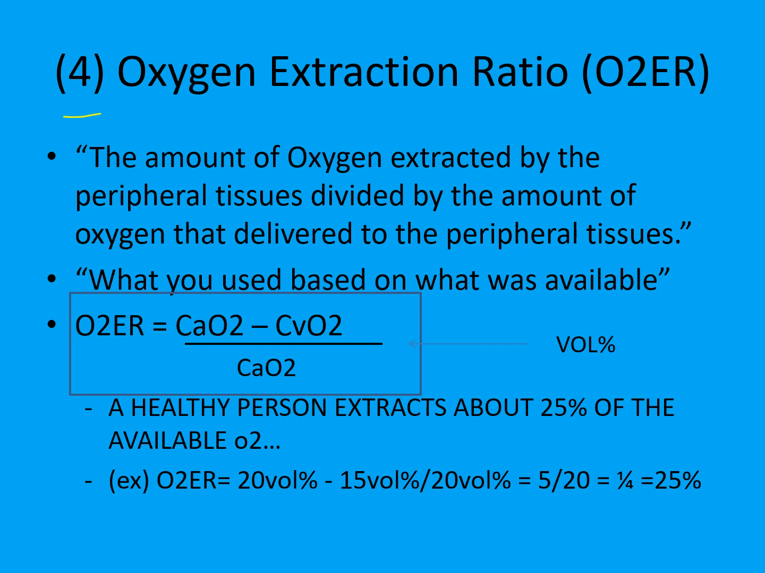So a different way to look at consumption is your extraction ratio: how much oxygen is extracted by the tissues from what's delivered. This is your A to V over your A, so CaO2 minus CvO2 over CaO2. Your answer is going to be in volumes percent, because everything going into this is volumes percent. So your units are still going to be volumes percent.